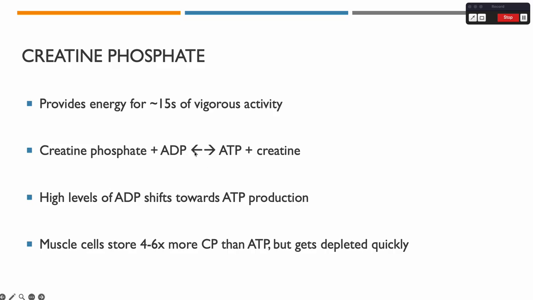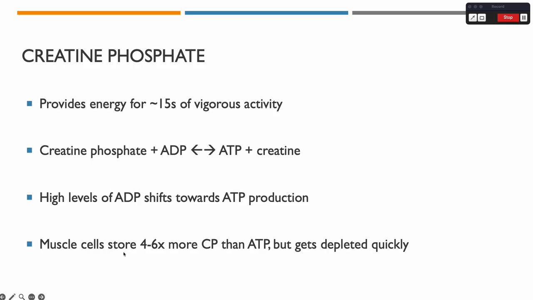It goes both directions. And so how does it know when to do one over the other? Well, it all comes to levels. So when we have high levels of ADP, we shift towards ATP production. So if there's a lot of ADP available, that reaction will shift towards creating creatine and ATP over creatine phosphate and ADP. When we have high levels of ATP, so there's lots of it, and so we're not depleting those energy sources, the reaction goes the other way, and we stop creating ATP through creatine phosphate.